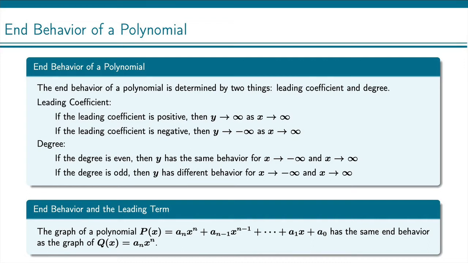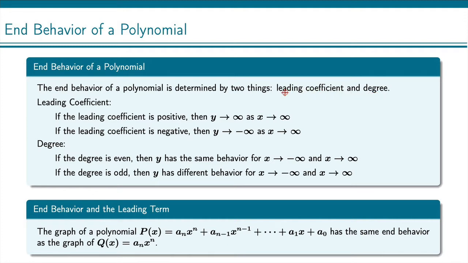To graph polynomials, we need to know lots of different things. But one of the things we need to know is the end behavior of a polynomial. End behavior refers to what the polynomial is doing as x approaches infinity and as x approaches negative infinity. We want to know if the y values are getting larger or if they're getting smaller. And this is all determined by two things, the leading coefficient and the degree.